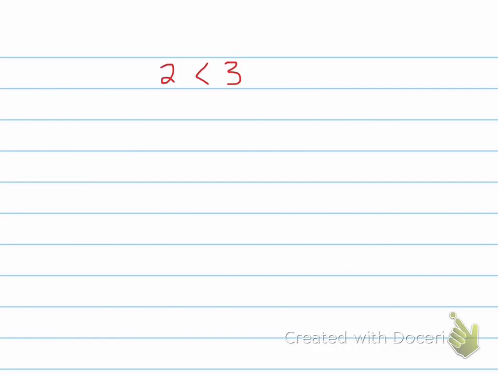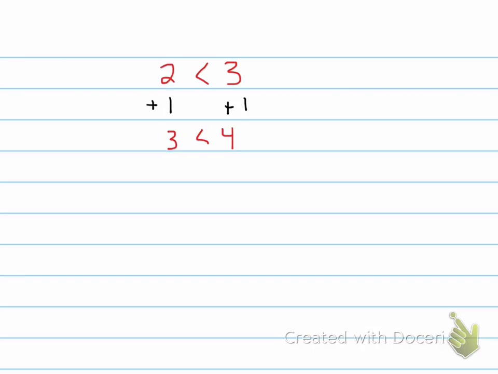So, what I mean by that is, if I add 1 to both sides, almost like an equation, we should be able to get similar answers. So, I add 1 to both sides, I get 3 is less than 4. Okay, good. That works. Now let's multiply by 2 from both sides.